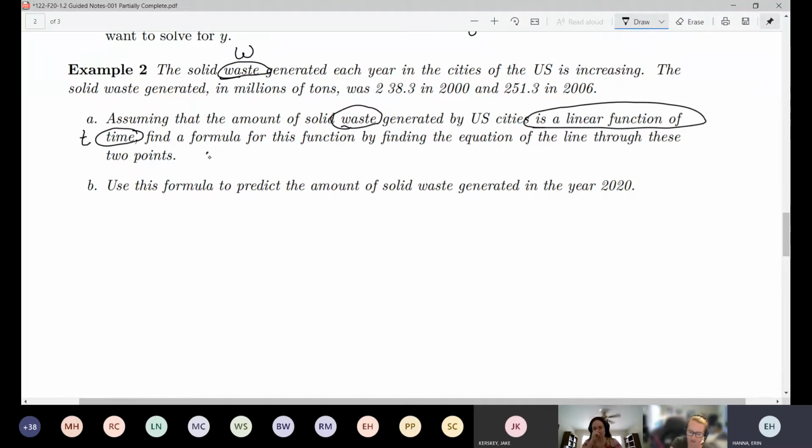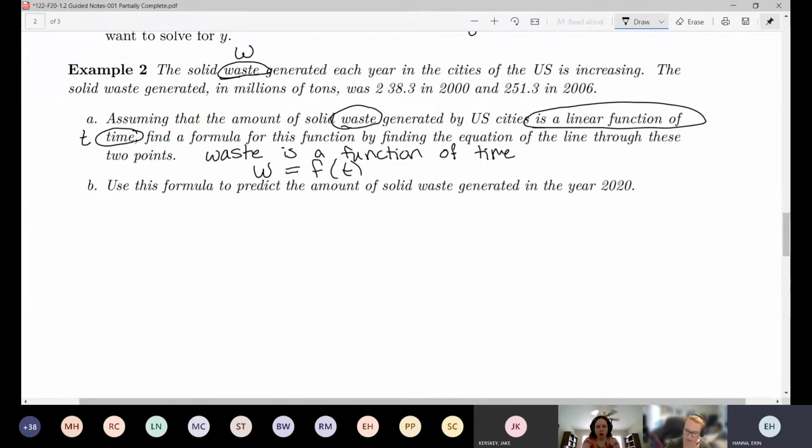So if I just take out some of the extra words, waste is a function of time. And way back when I said you want to get used to this kind of phrasing, but remember that it also kind of writes itself out. So waste is a function of time. So now we know that the t values are going to act like our x's and our w's are going to act like our y's.